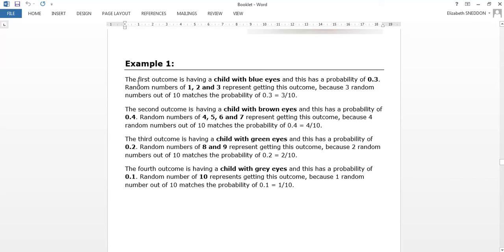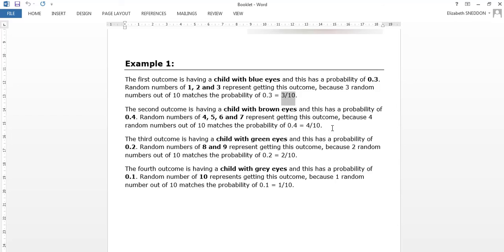So looking at my example, if I'm talking about the chance of having a child with blue eyes, we know that that has a probability of 0.3. And then I can say, well, I've allocated the random numbers 1, 2 and 3 to represent this, because, there's my keyword, because the 3 random numbers that I'm allocating to it matches that probability of 0.3, because 0.3 as a decimal is the same as 3 out of 10. So that's my justification for why I'm allocating 3 random numbers to having a child with blue eyes.